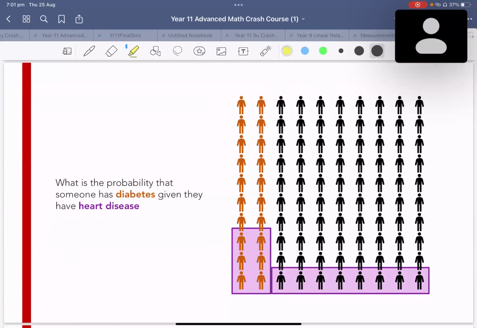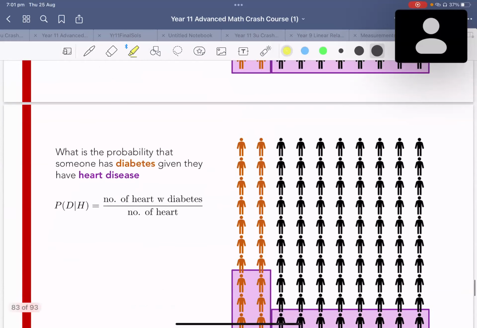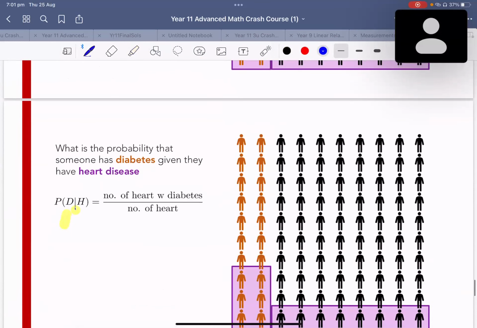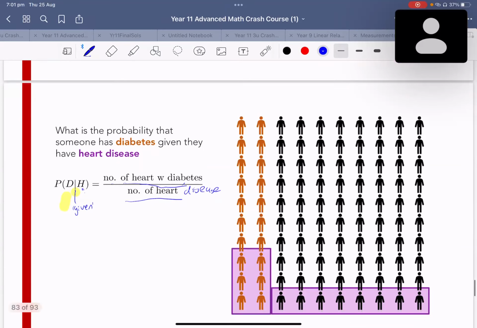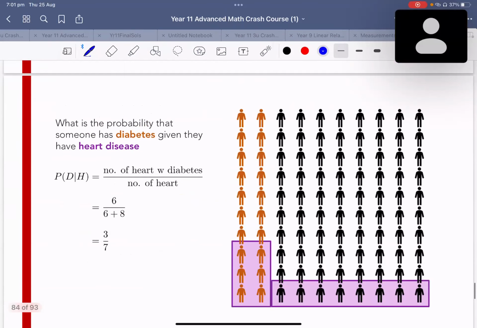Now it asks us, what is the probability that someone has diabetes given they have a heart disease? Well, that's basically diabetes given, this vertical line in probability means given, heart disease, which is equal to the number of heart disease with diabetes. That's how much we need to find. And our new sample space is the given condition. Our given condition is given that they have heart disease, and that's divided by the sample space, which is number of people with heart disease. So using this one, it's going to be 6 over 6 plus 8, which is 3 on 7.